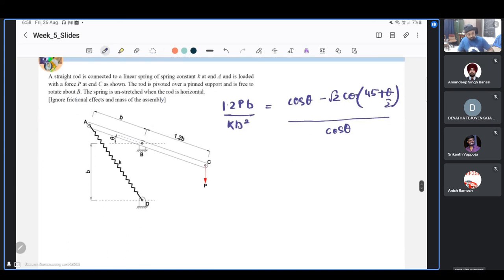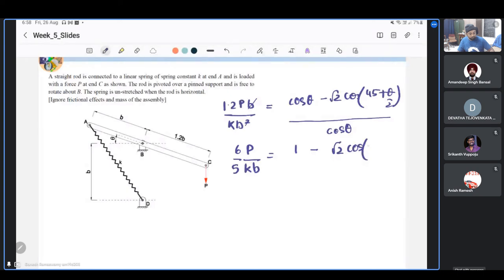So 1.2 is nothing but 6 by 5. We know that P by kb, because 1 b cancels out, comes out to, if we were to take this, 1 minus root 2 cos 45 plus theta by 2 whole by, not whole, only the right side term, by cos theta.